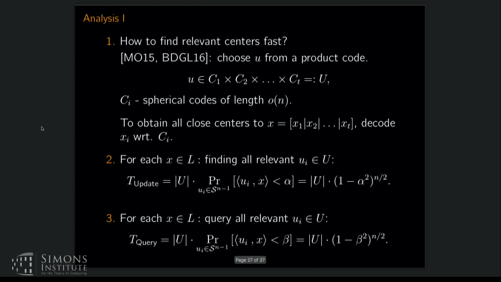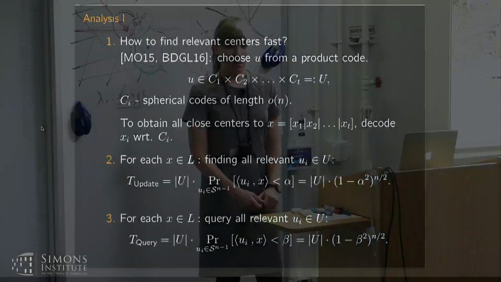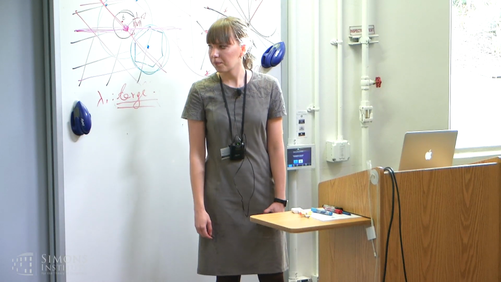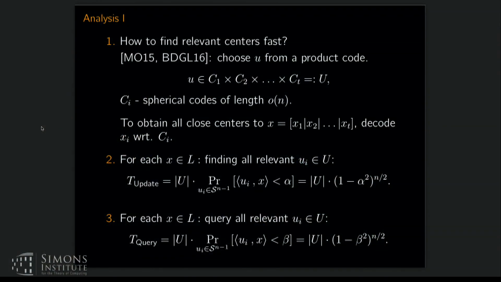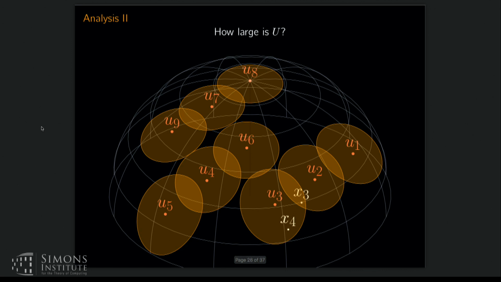Exactly the same thing happens for the query, except that we query with some other parameter, query parameter beta. Notice that if you want to balance these two costs, you would rather put alpha equal to beta, at least for the classical version. That's what happens. And the last question that remains is how large the U should be. And the way to analyze this is to ask the following question.